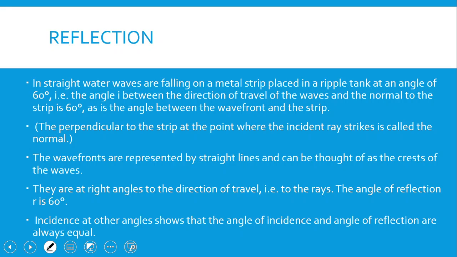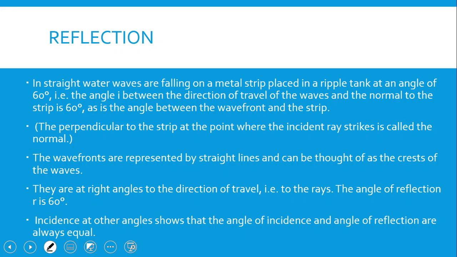Now we have talked about the basic features and properties of waves. Now we're going to talk about some phenomena that they exhibit. So in straight water, waves are falling on a metal strip placed in a ripple tank at an angle of 60 degrees. We are going to observe that in the next slide, as there is going to be a picture. The perpendicular to the strip at the point where the incident ray strikes is called the normal.